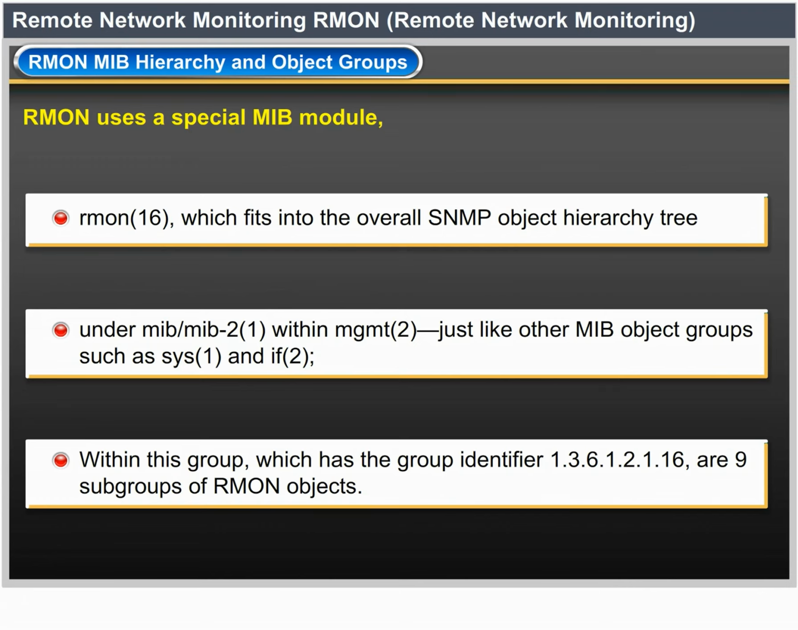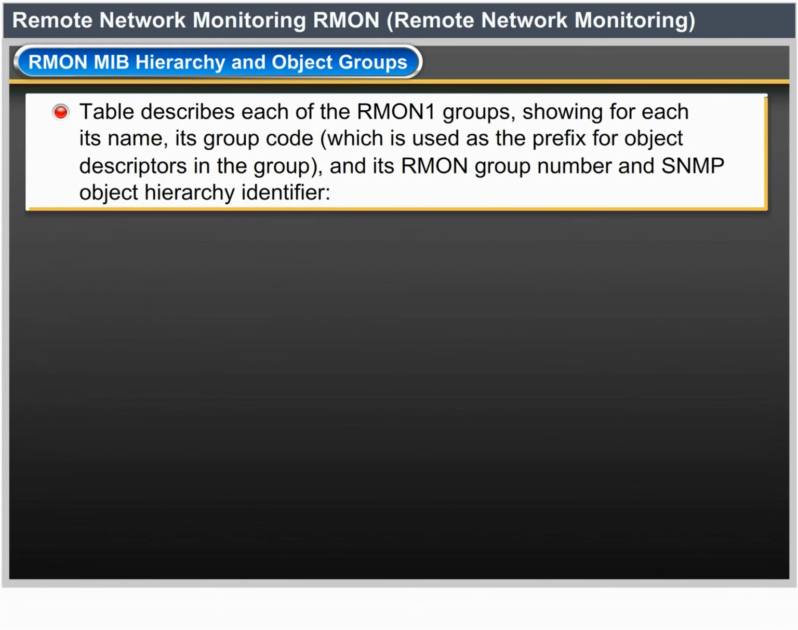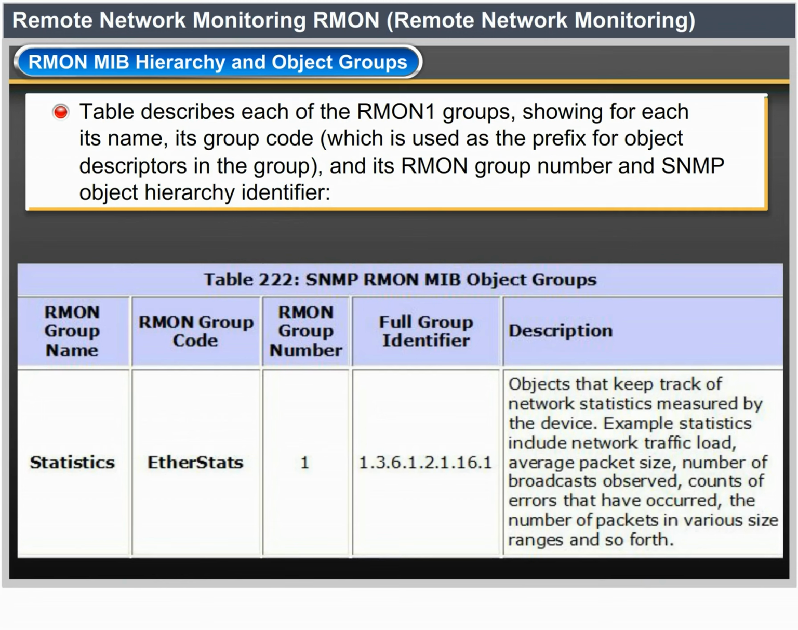Table describes each of the RMON1 groups, showing for each its name, its group code, which is used as the prefix for object descriptors in the group, and its RMON group number and SNMP object hierarchy identifier. Table 222, SNMP RMON MIB object groups: RMON group name, RMON group code, RMON group number, full group identifier, description. Statistics, Etherstats, 1, 1.3.6.1.2.1.16.1. Objects that keep track of network statistics measured by the device.